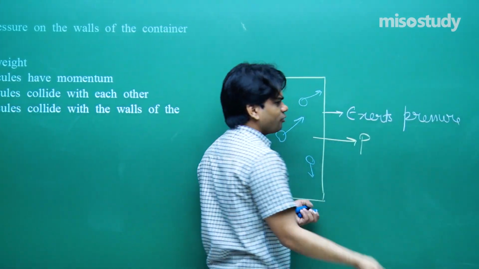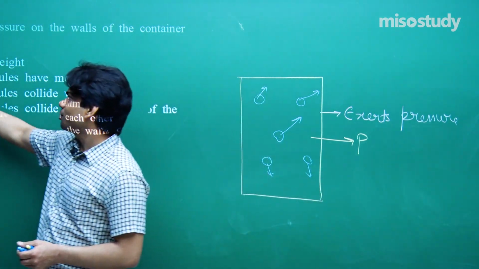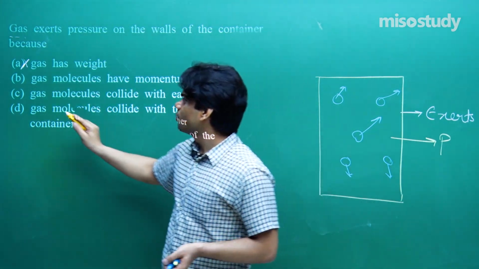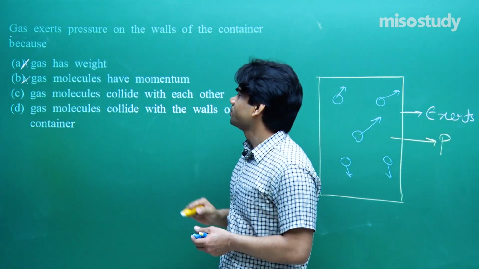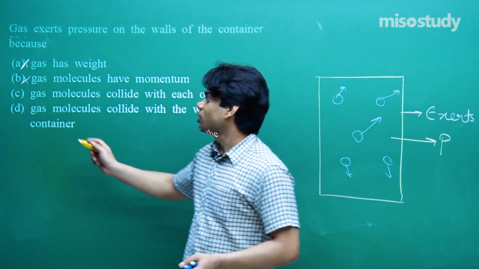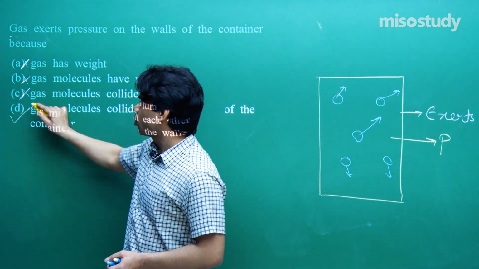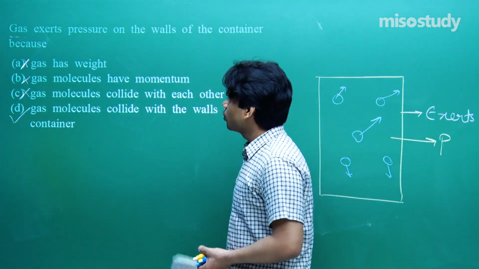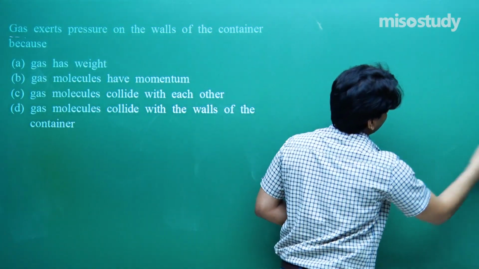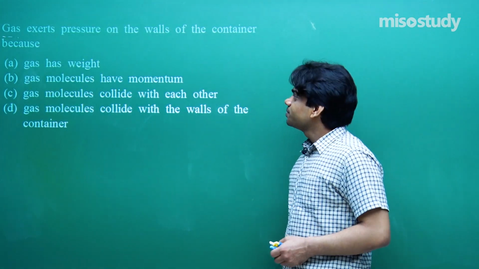It is not because gases have weight and are kept comfortably on the walls of the container, no. The first option, gas has weight, no. This is not the probable option. Gas molecules have momentum, they do, but that is not the purest answer for this. This is not the most appropriate option. Gas molecules collide with each other. If they collide with each other, they are going to exert force on each other, not on the walls of the container. Gas molecules collide with the walls of the container. Yes, this is the best and most appropriate option for this question. They are going to collide with the walls of the container, and hence they are going to exert pressure on the walls of the container. Let's switch to question number 8.